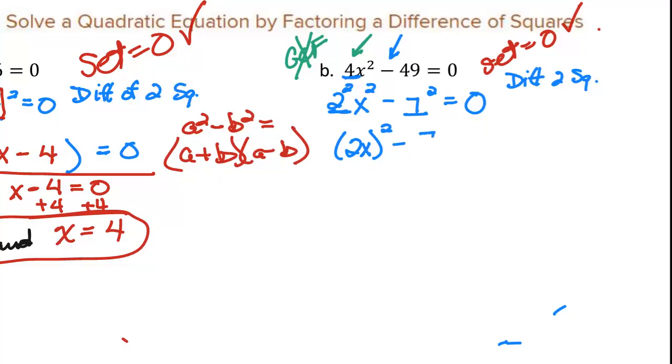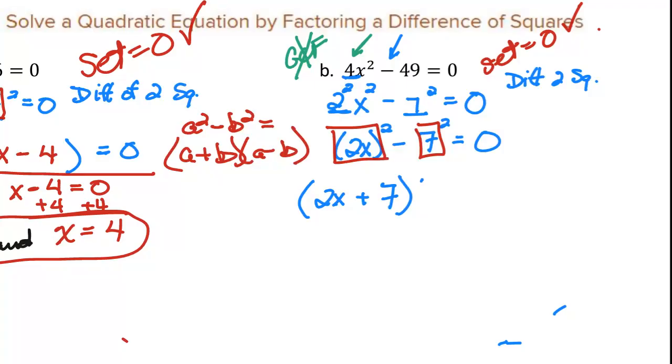Minus, now that's a 7 squared. Some of you go like that. Okay. And now here are my A term and my B term. So I set this up as quantity 2x plus 7 times 2x minus 7 equals 0. 2x plus 7 and 2x minus 7. Now, some of you I know might like to put the minus first and say 2x minus 7 times 2x plus 7. Doesn't matter. Either way.